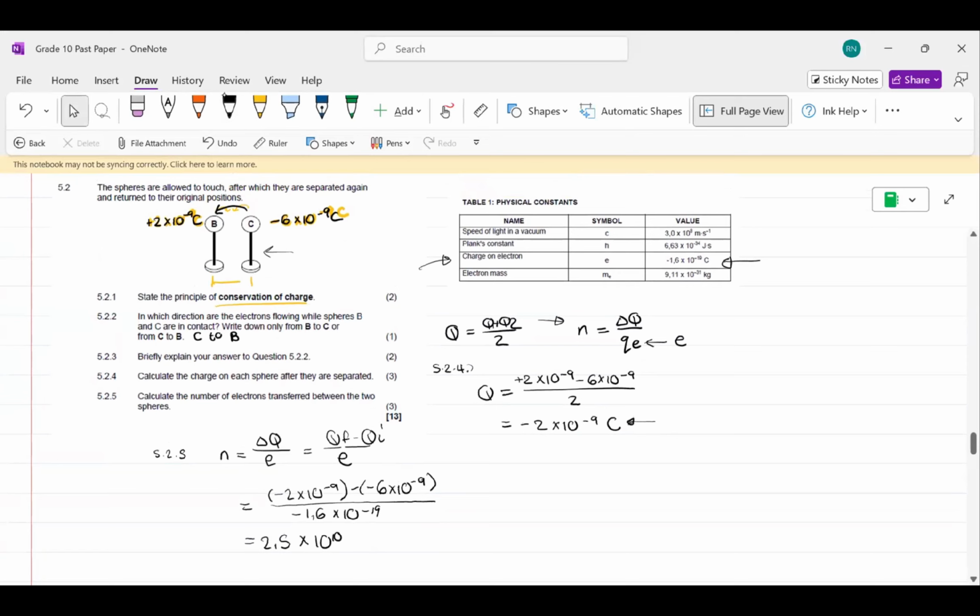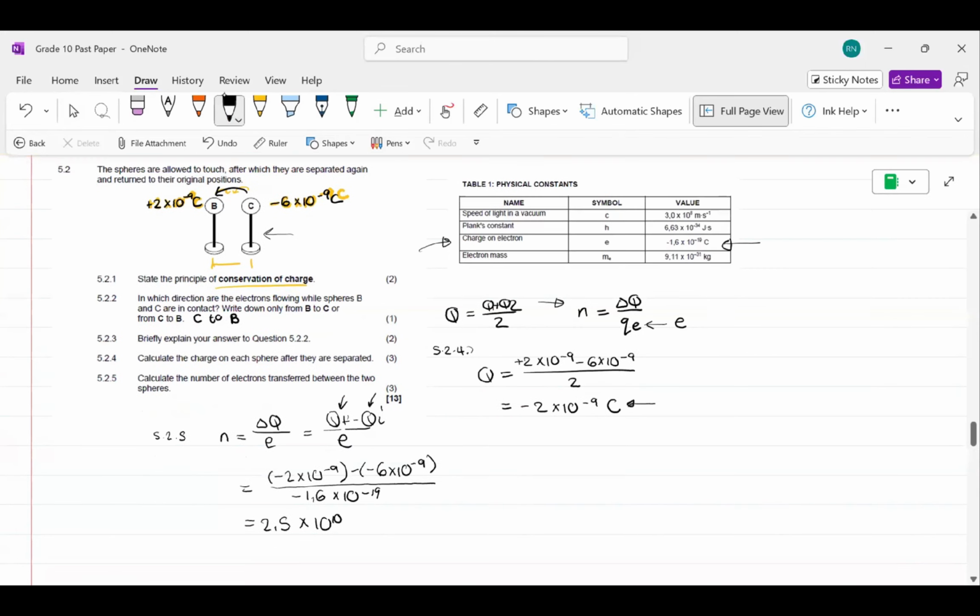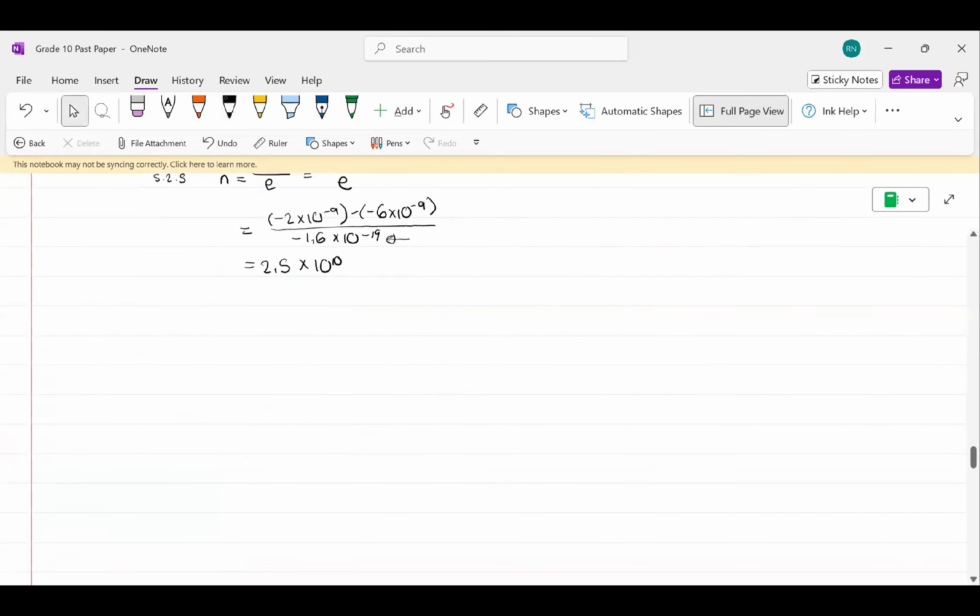And so we used the fact that they were coming from the sphere C because that was the negative one and moving to B. And so we looked at what was the final value for the charge on QC minus what it was initially to find the change in the charge, and then we divided that by the charge of an electron. Okay, I hope that makes sense for everyone.